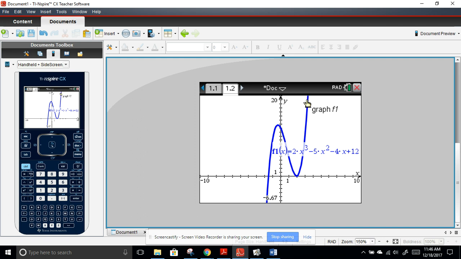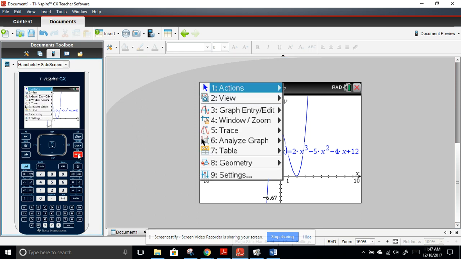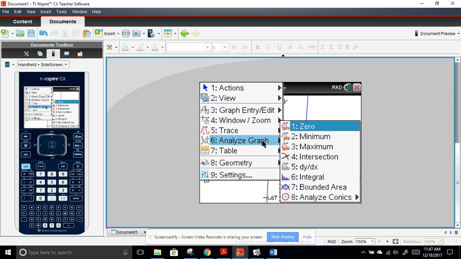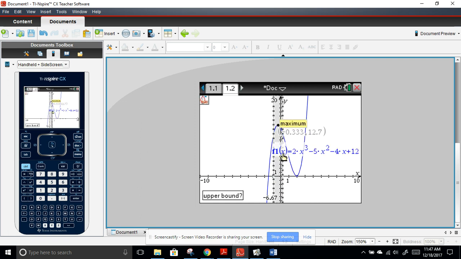The absolute maximum value is going to be infinity because it goes up forever. However, this turning point right here is what we call a relative maximum. And so you can use the calculator here. We're going to analyze the graph and we're going to find a maximum. It's not the absolute maximum, but it's a relative maximum. And we found it right there. It looks like it's at 1/3 and 12.7, or negative 1/3, sorry. Negative 1/3 and 12.7.